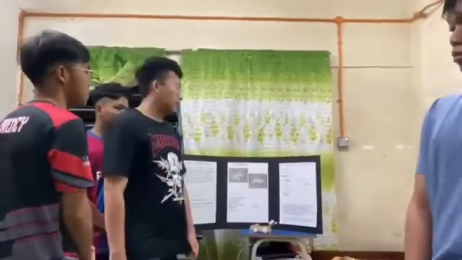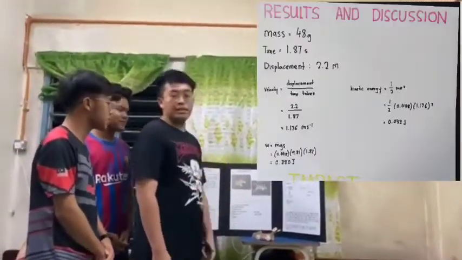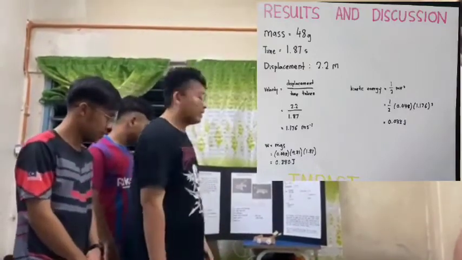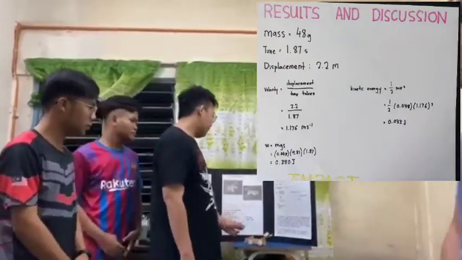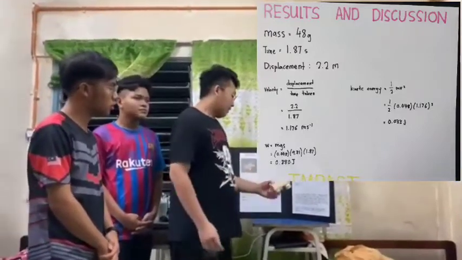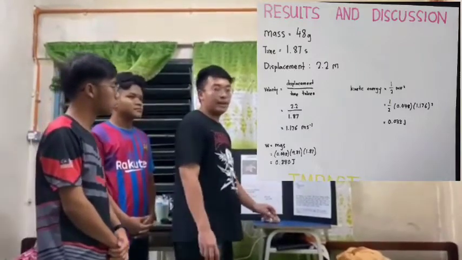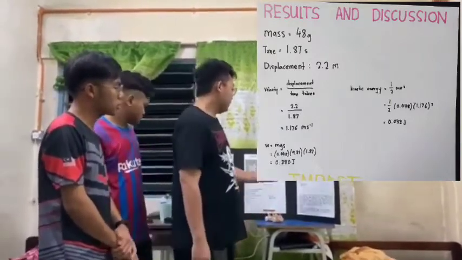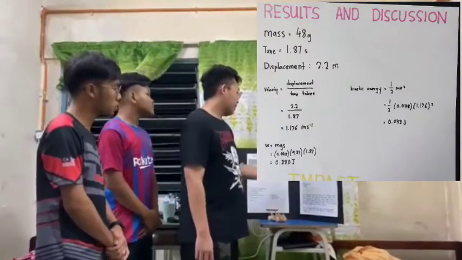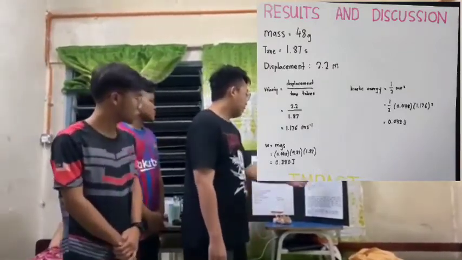So I will talk about the result and discussion. After we finish doing our rubber band car, we decide to take the weight of our rubber band car. It's around 48 grams, and then we decide to try whether our rubber band car moves or not. So after that, we got a result. The time that we get is 1.87 seconds, and the displacement that we get is 2.2 meters.